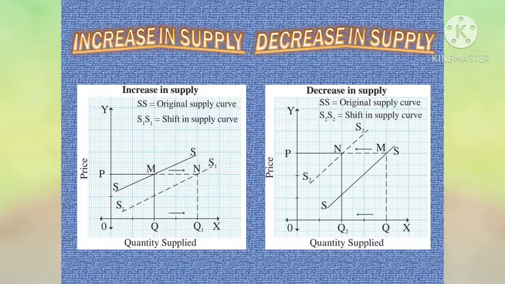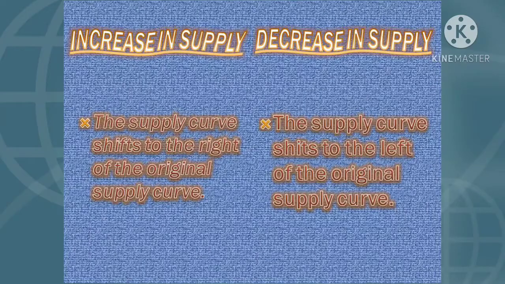The third point of distinguish: in increase in supply, the supply curve shifts to the right of the original supply curve, whereas in case of decrease in supply, the supply curve shifts to the left of the original supply curve.